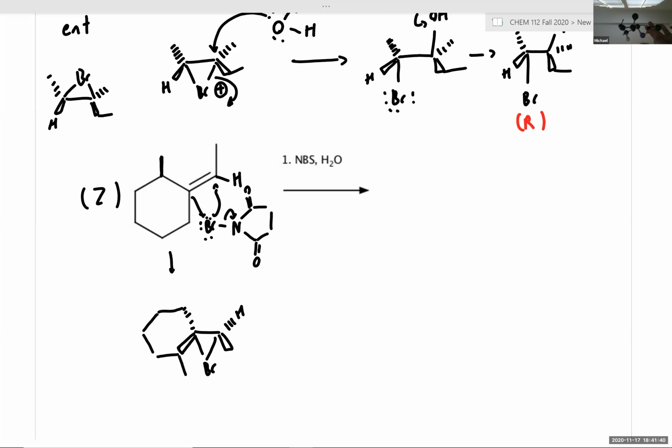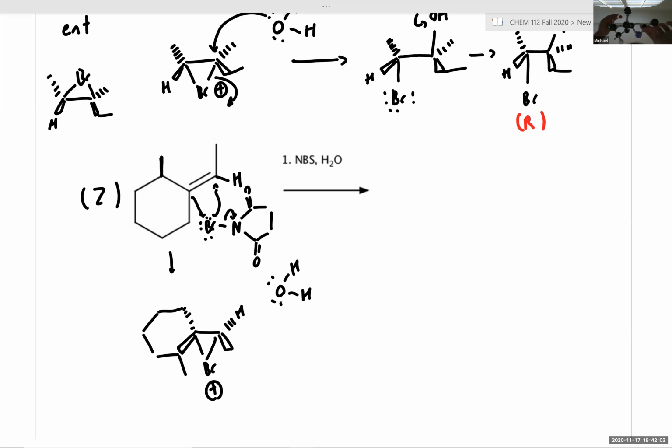Okay. So now once we have this halonium intermediate, what face is water going to attack from? If the bromine is on the bottom face, where is water going to attack from? Is it going to attack from the bottom face too, or the top? So we see in the chat, it's going to attack on the top.